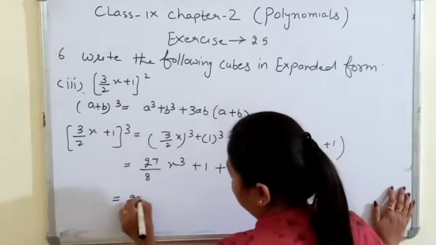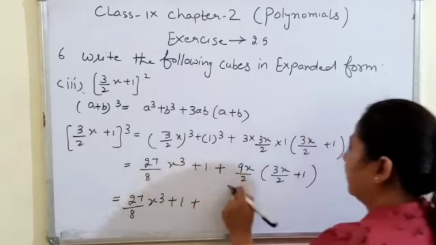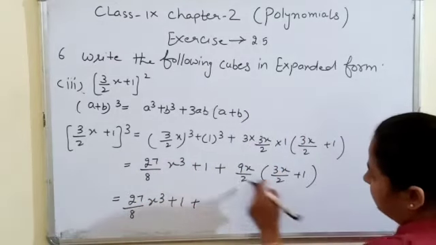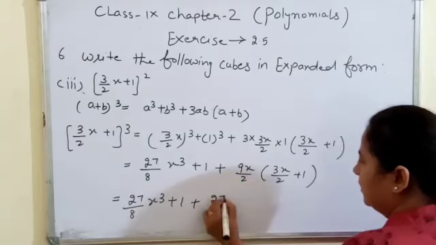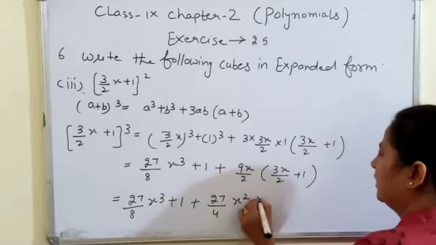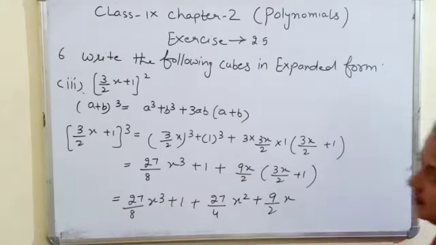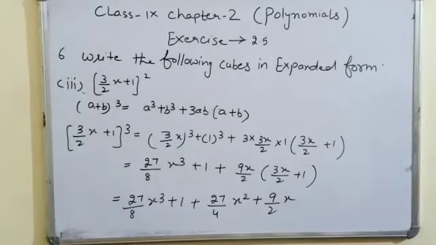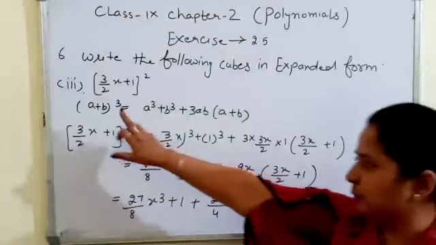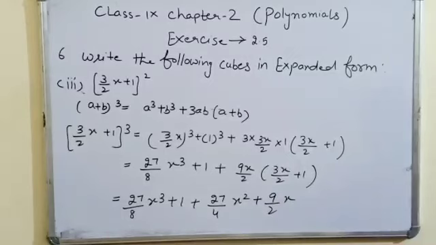Let's multiply 9 by 2 by 3 by 2. So result is 9 into 3 27, 2 into 2 4, x into x square, and by 1 result will remain the same. So this was the result for the part 3. Part 1 and part 3, in both questions they are having the identity for the a plus b. Now for the second and fourth, we will apply a minus b whole cube.